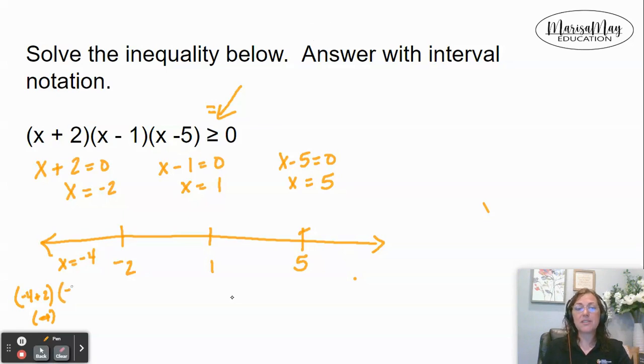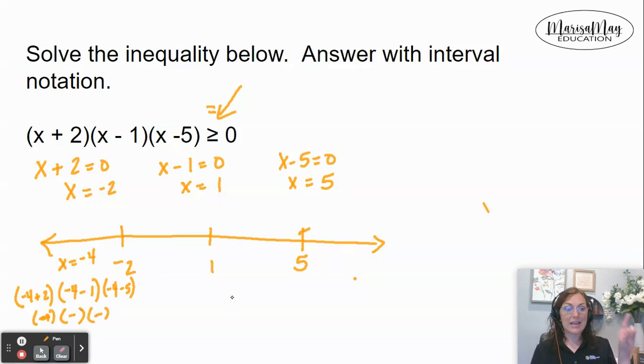In my second parenthesis, I'd have -4 minus 1. Again, I don't care that that's -5. I just need to know that it's negative. And then the last one, -4 minus 5. Again, that's -9, but I don't need the number. I just need that it's negative. Here's why I don't need that. Because a negative times a negative is a positive, times a negative again is a negative. So this produces a negative number in this section.